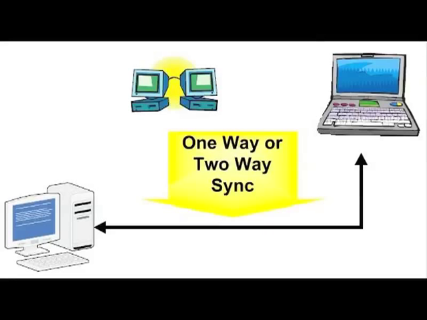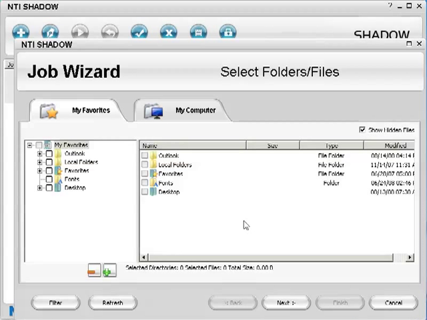Two-way is a little different. Any changes made in the source or the destination will be made to the destination or the source respectively. This way, both the source and the destination are always in sync with each other. This feature is great for use with an external hard drive sharing between two computers. Your work computer and your home computer will always be in sync with each other via the external hard drive. I'll select two-way Shadow for my demo.